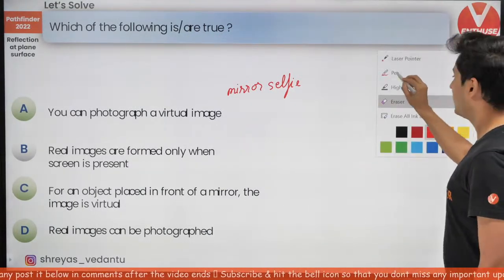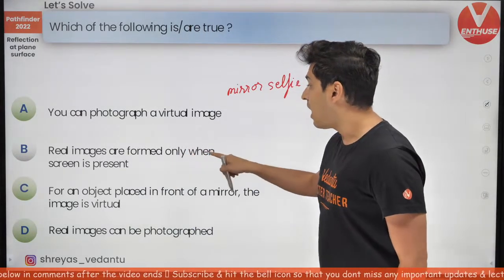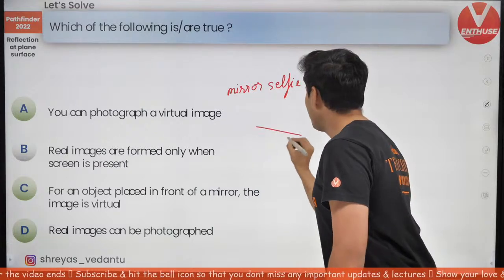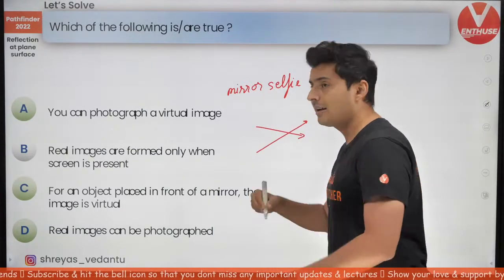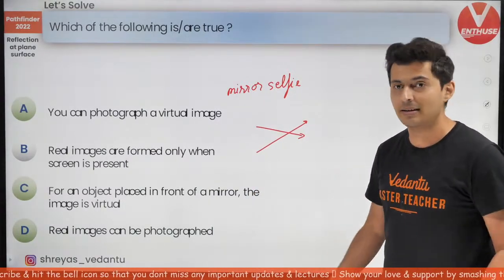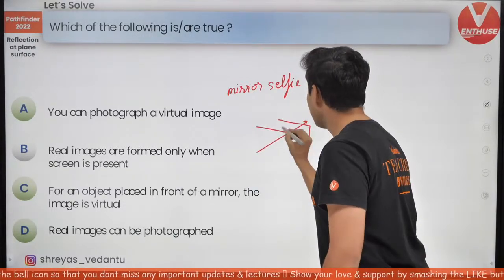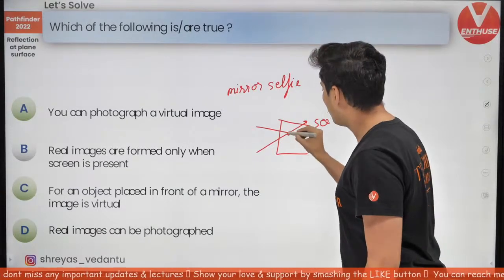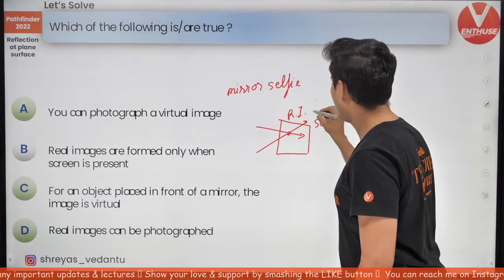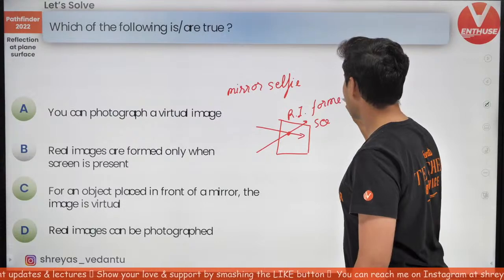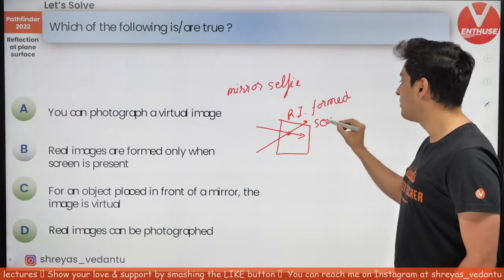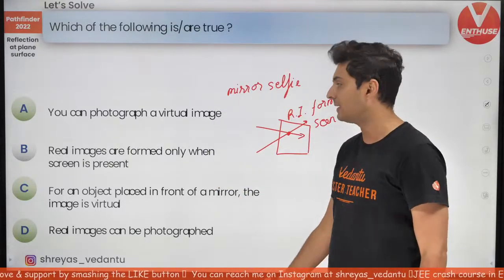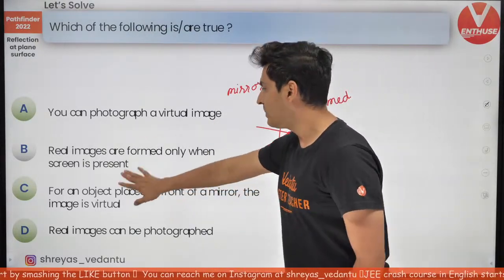Let's have a look. Real images are formed only when screen is present. Wrong. Real images will be formed whether screen is present or not present. Only when the screen is present, you can see it. The real image is formed irrespective of whether the screen is present or not. So the mere presence of a screen just helps you to see it very easily. That's all. So that B option is wrong.